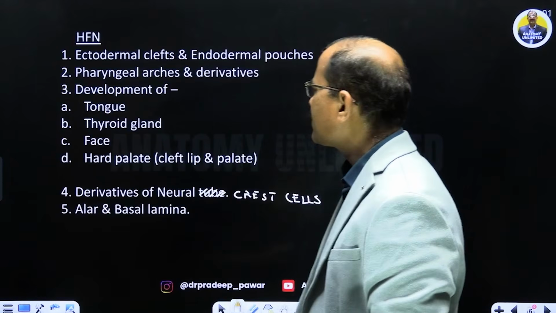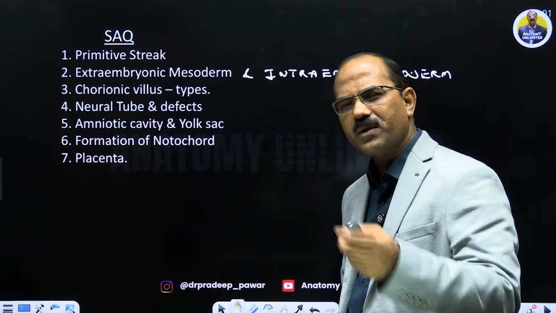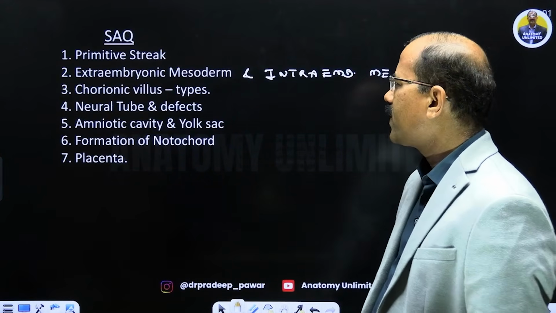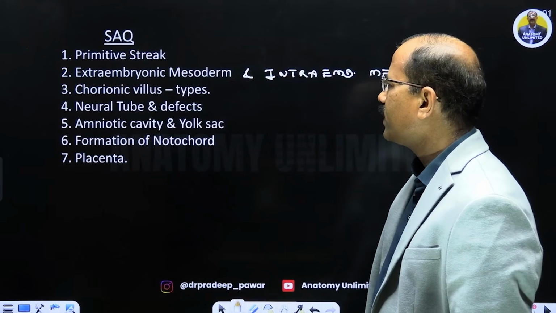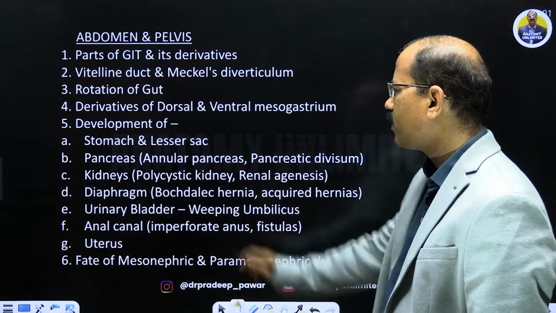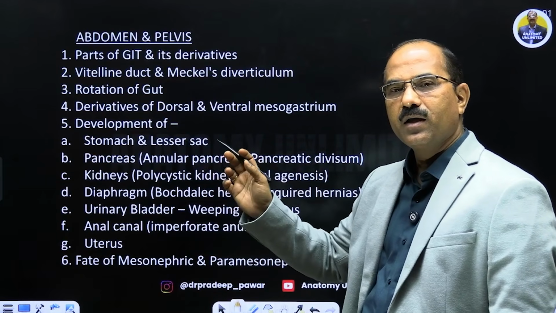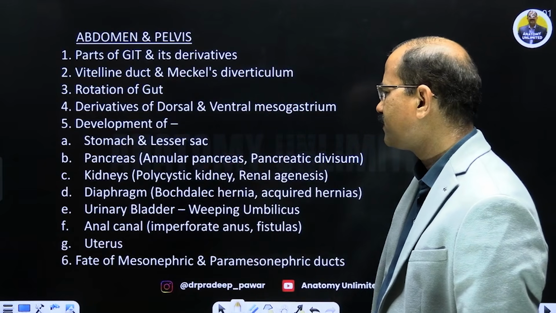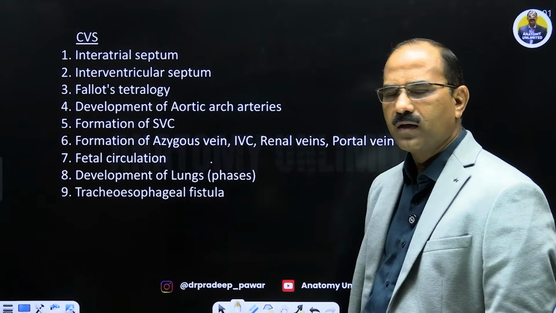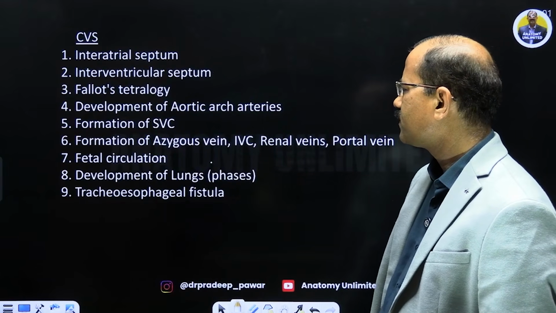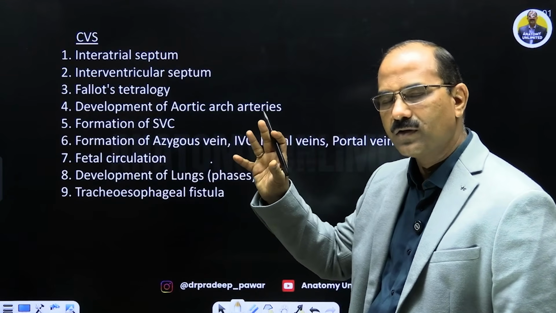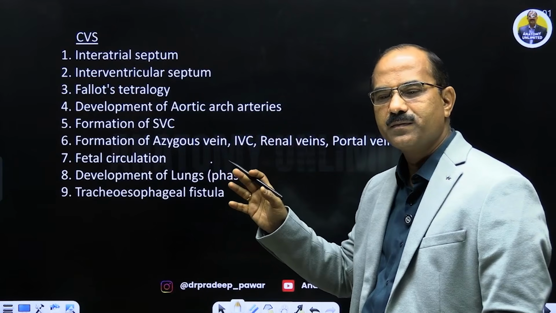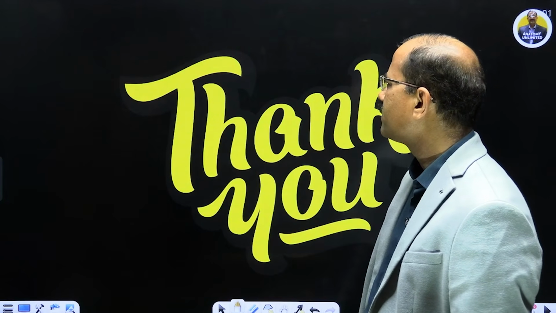So I hope everything is covered here. Anything which is left, you can let me know. Okay. Neural tube defects is clear. Anencephaly and spina bifida. Fine, no? Okay, formation of lesser sac. That's very important. Epiploic foramen, greater sac. Okay. I hope this should be clear. Formation of IVC model must be there in your individual college. Just look at that. Formation of portal vein. Okay. I hope this is clear to all of you.